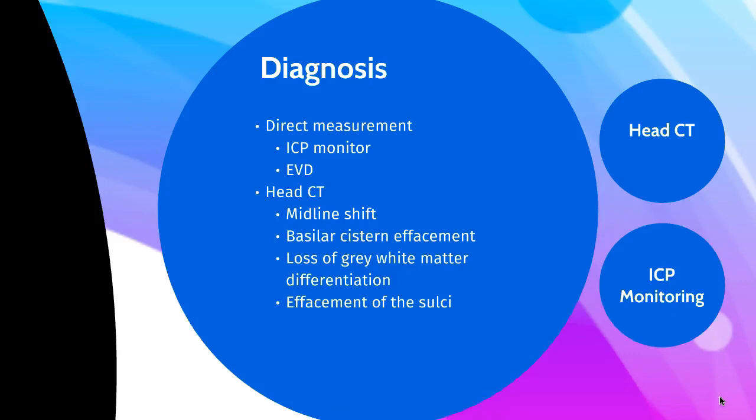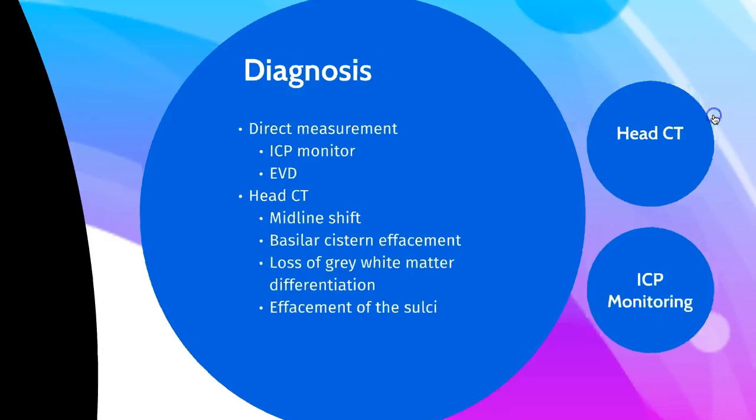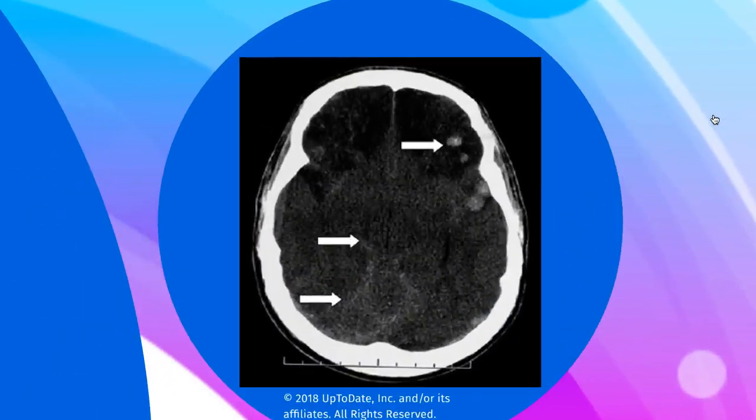Some things that you're going to see on that head CT, if they do have significant cerebral edema, are possibly midline shift and basilar cistern effacement. You can have loss of gray-white matter differentiation and effacement of the sulci. I do have a picture of this to help us further understand.